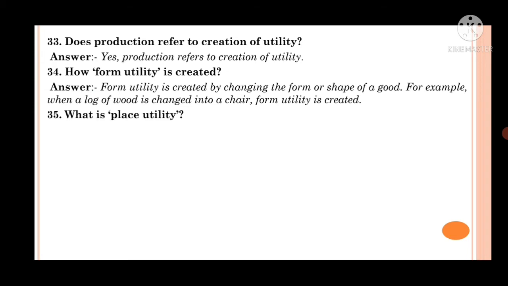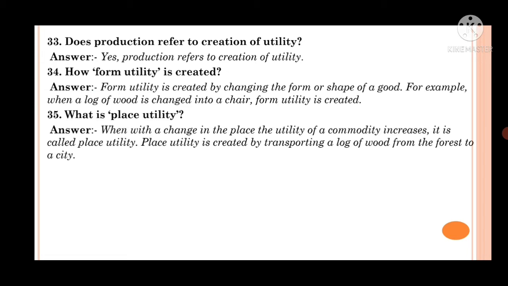Then question number 35, what is place utility? Answer is, when with a change in the place of a commodity, the utility of the commodity increases, it is known as place utility. Place utility is created by just transporting a log of wood from the forest to a city. When you transport a log of wood from a dense forest to a city, then the value of that log of wood increases, then we say that utility is created.